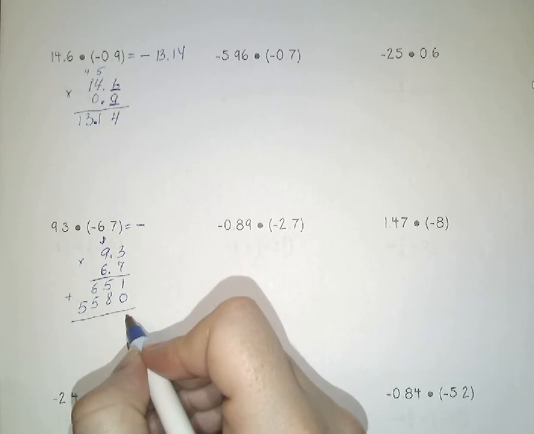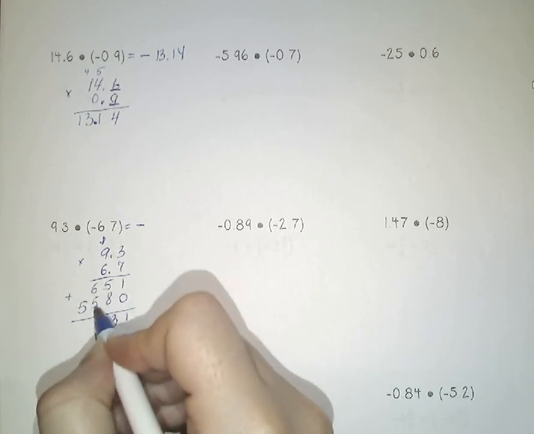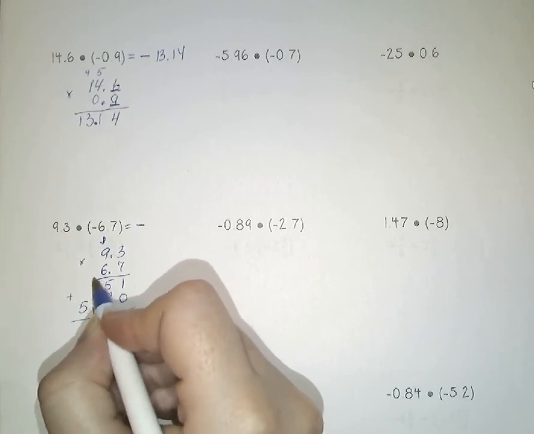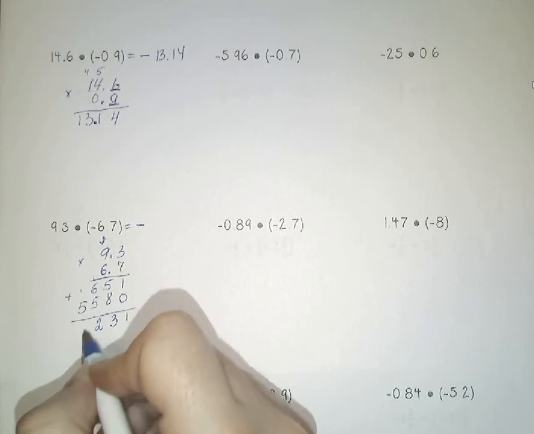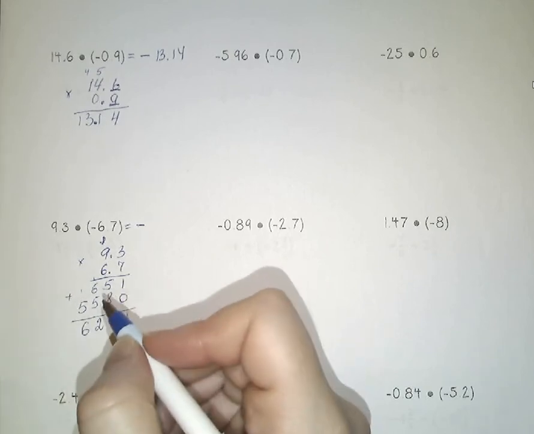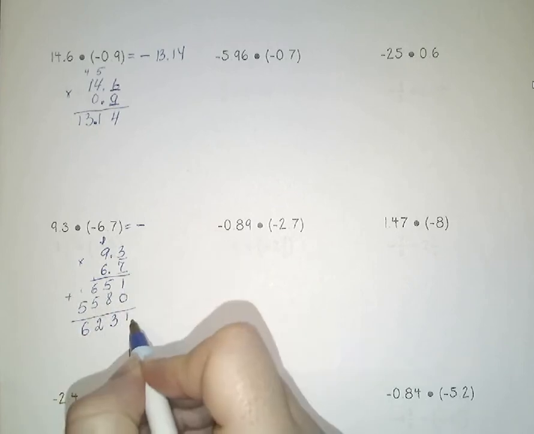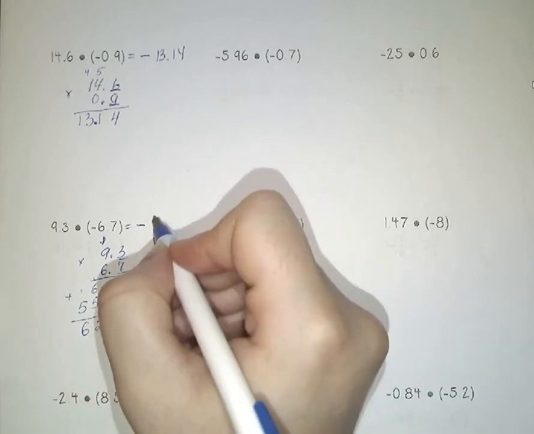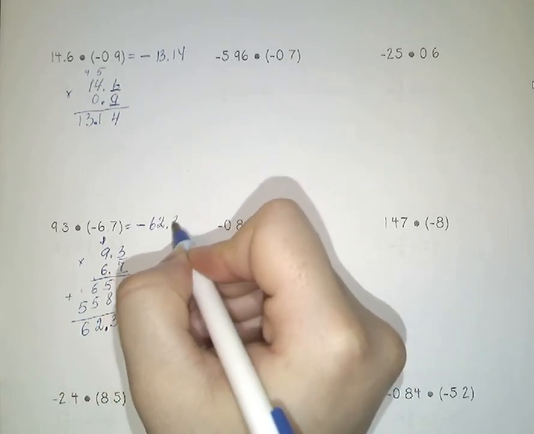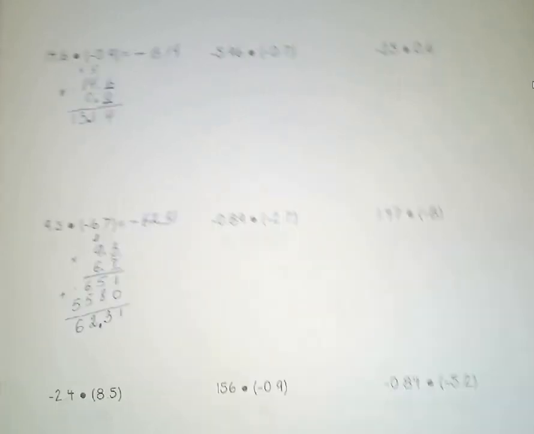Okay, so we're adding them together. 1 plus 0 is 1. 5 plus 8 is 13. 6 plus 5 is 11, plus 1 that we carried over is 12. And 1 plus 5 is 6. Count the number of decimal places that we have. 1, 2. I'm moving the decimal place in the end, 2 spaces to the left. The answer is negative 62 and 31 hundredths.